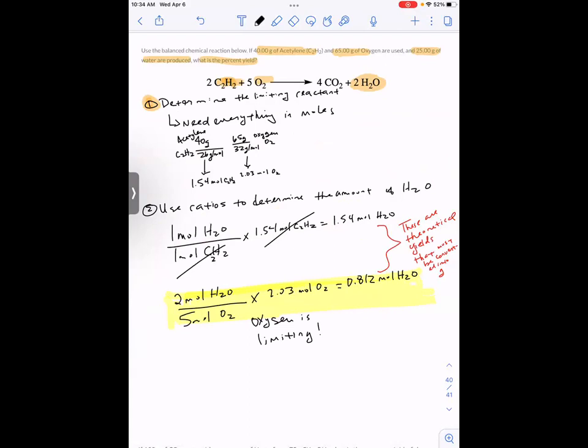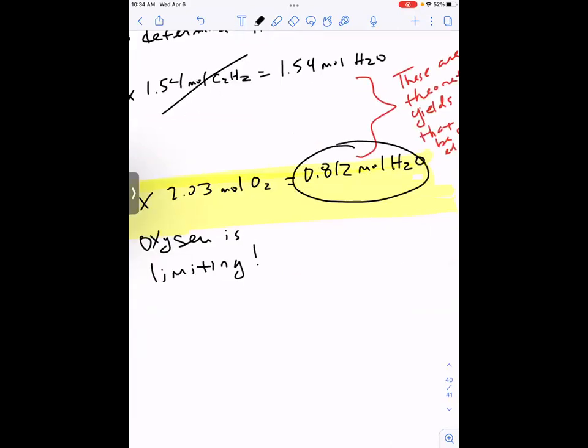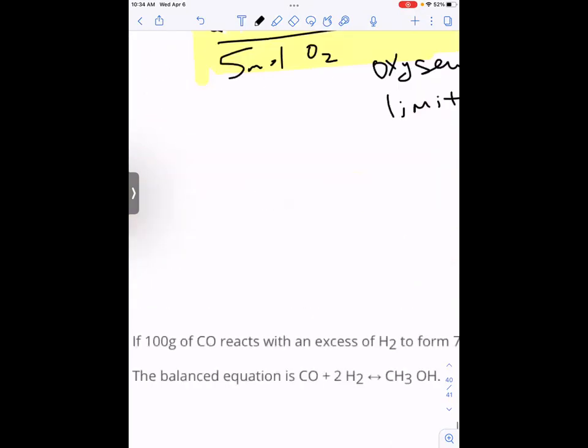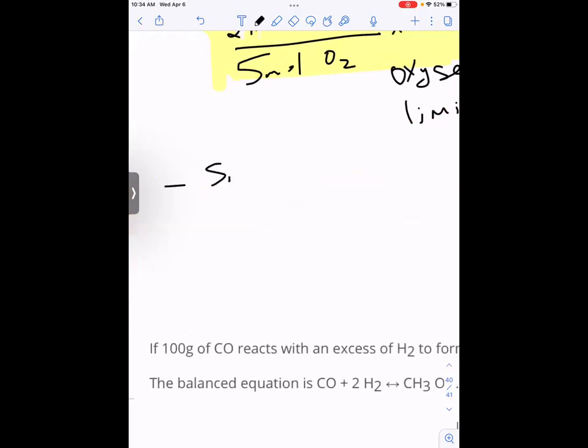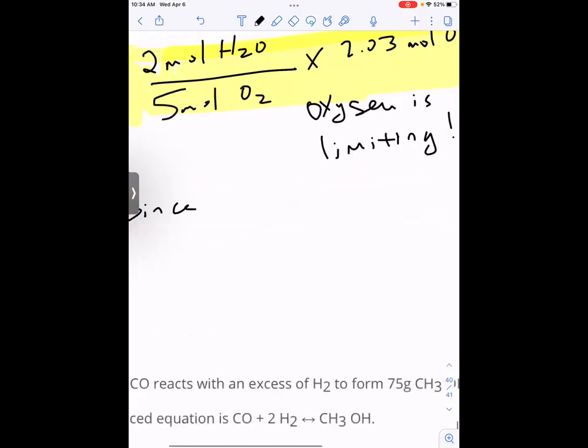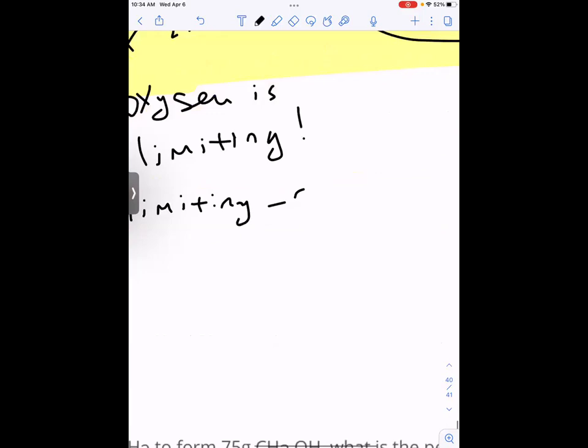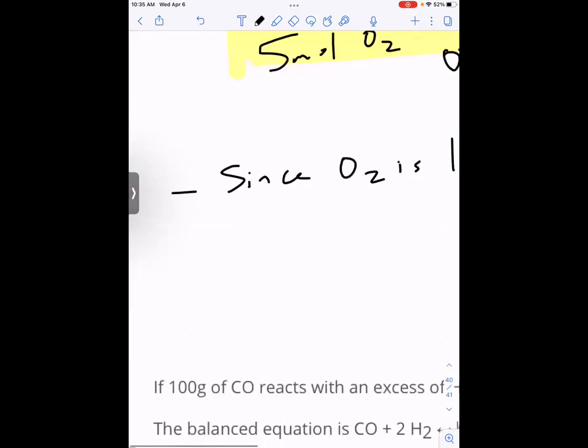All right. So now we know that oxygen is limiting, so we know what the theoretical yield is. We just need to convert that into grams. Since that's limiting, you can convert that amount into grams.